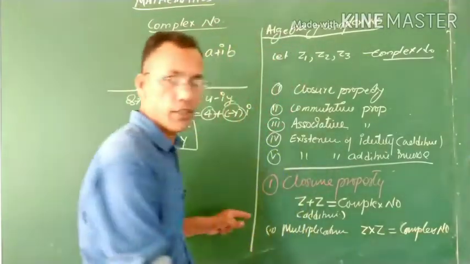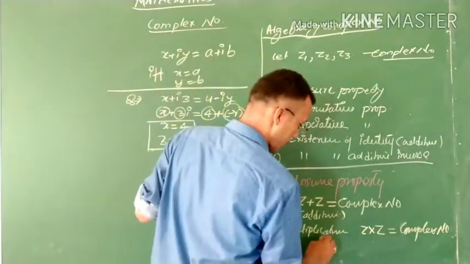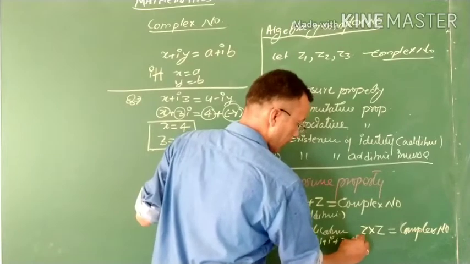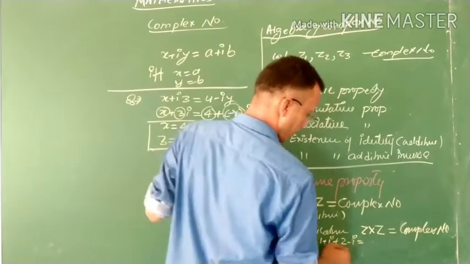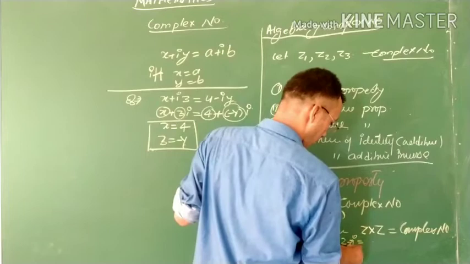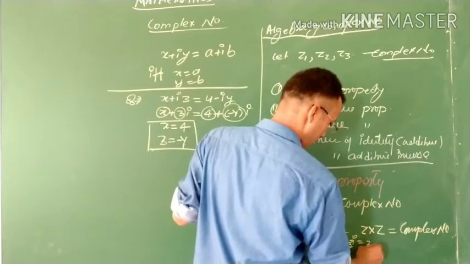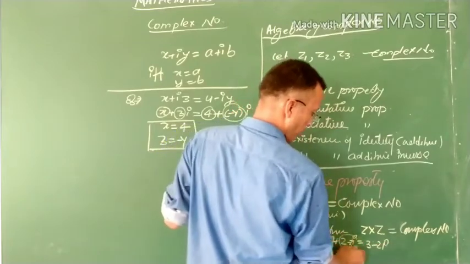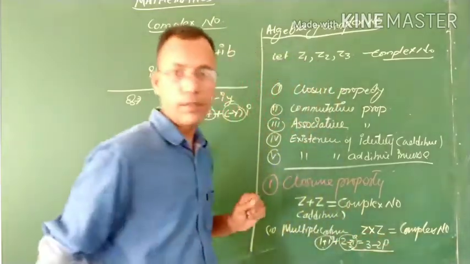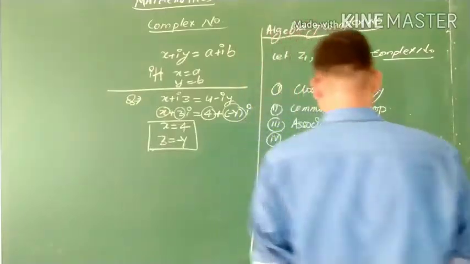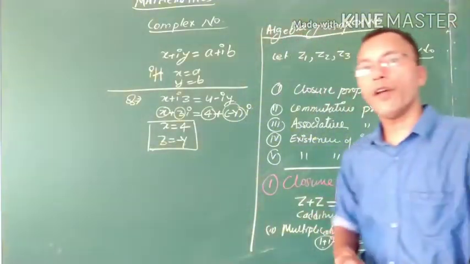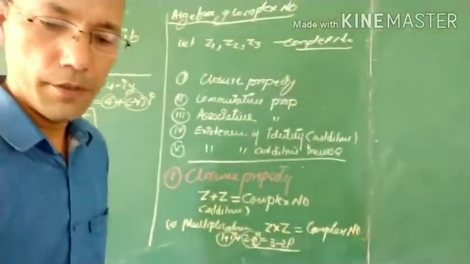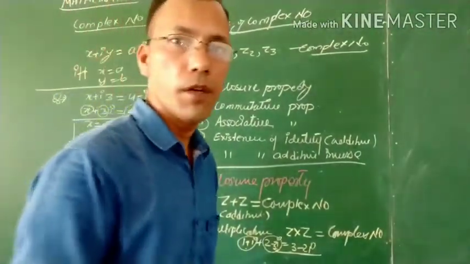I'm just giving you an example of this one. Like 1 plus iota plus 2 minus iota is equal to 3 minus 2 iota. So that is a complex number, right? And second one is, if I multiply these two complex numbers, let me just focus this camera.